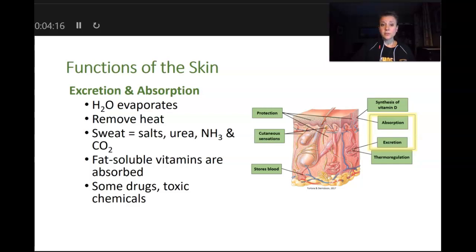We are able to also absorb fat-soluble vitamins through our skin, and even some drugs, and unfortunately also some toxic chemicals. So if any of you have ever doodled on the back of your hand or written the phone number of somebody on your hand, you know that it doesn't stay there forever. If you don't wash it off, that ink can be absorbed into your skin.